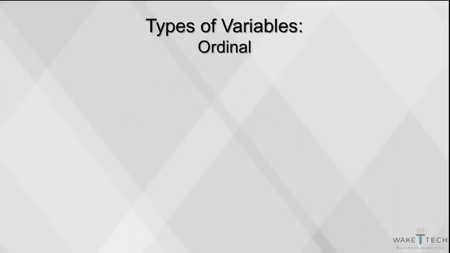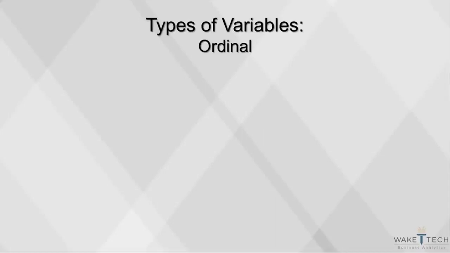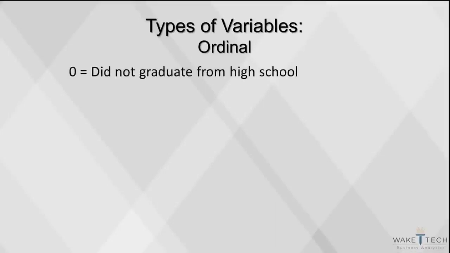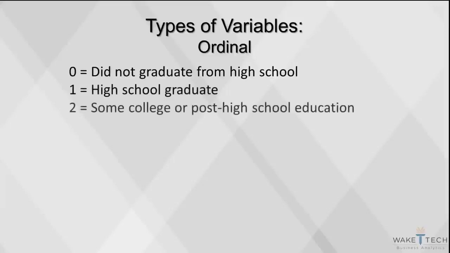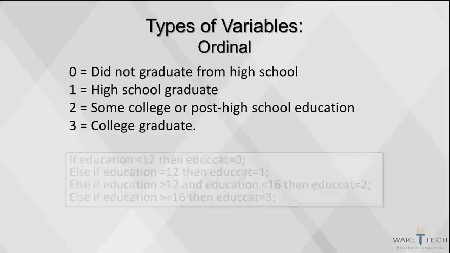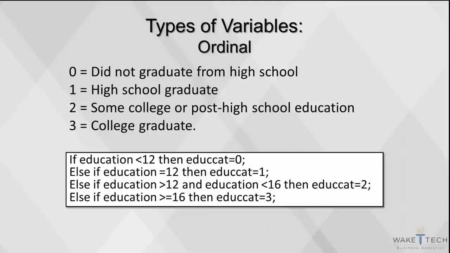The coding process is similar with other categorical variables. For the variable education, we might code as follows: 0 equals did not graduate from high school, 1 equals high school graduate, 2 equals some college or post-high school education, and 3 equals college graduate. Note that for this ordinal categorical variable, we need to be consistent with the numbering, because the value of the code assigned has significance. The higher the code, the more educated the respondent is. In SAS, we would convert years of education to education categories like this.